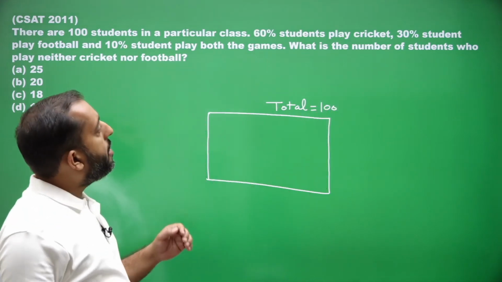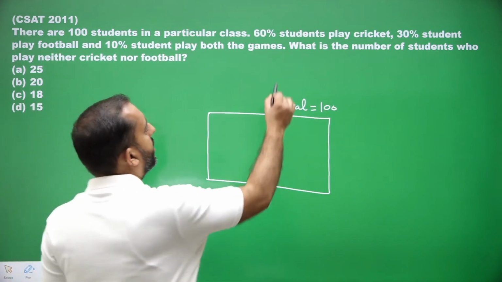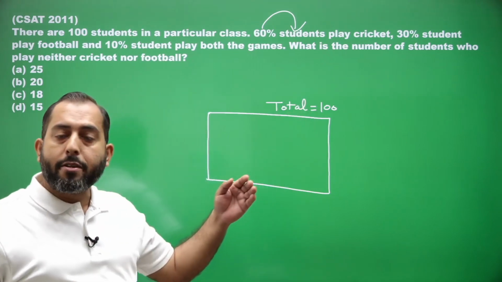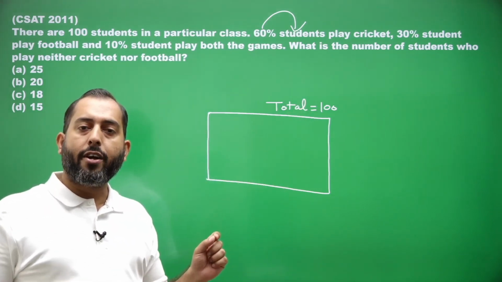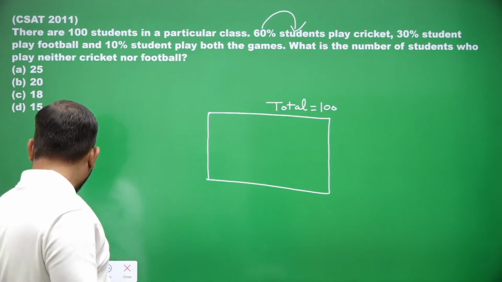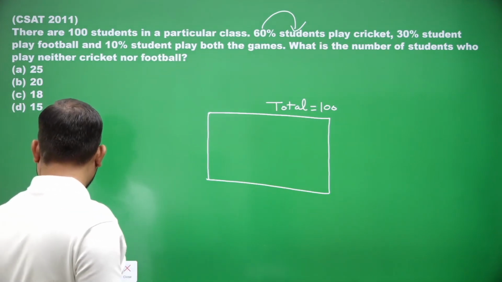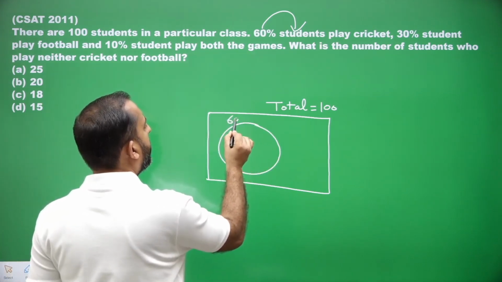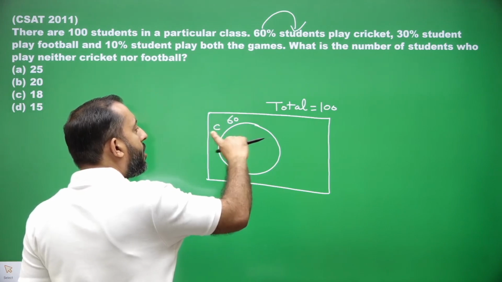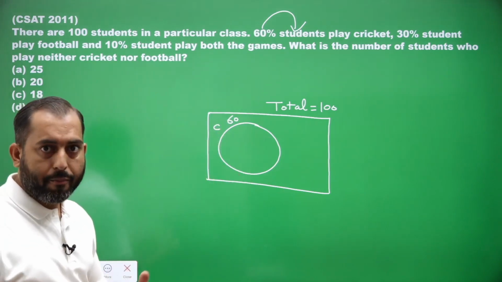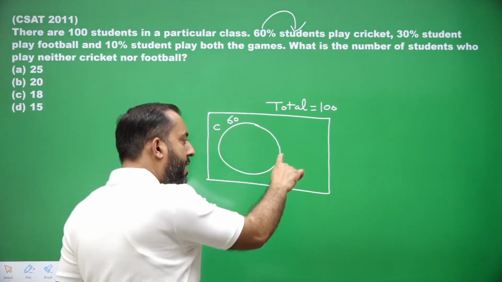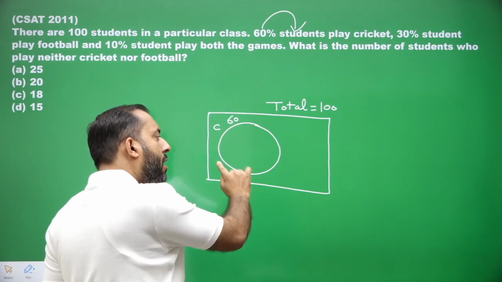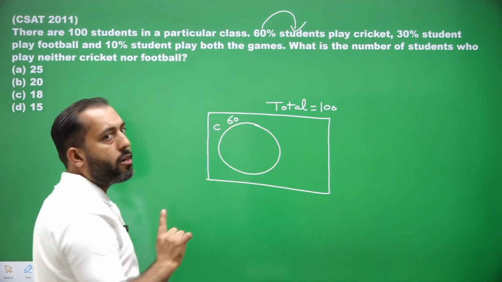Next line is 60% of students play cricket. What is 60% of 100? 60% of 100 is 60 only. So out of these 100 students, 60 students play cricket. Now cricket is a set, so we represent a set with the help of a circle. Name of this set is C and the total number of elements inside this set is what? 60.